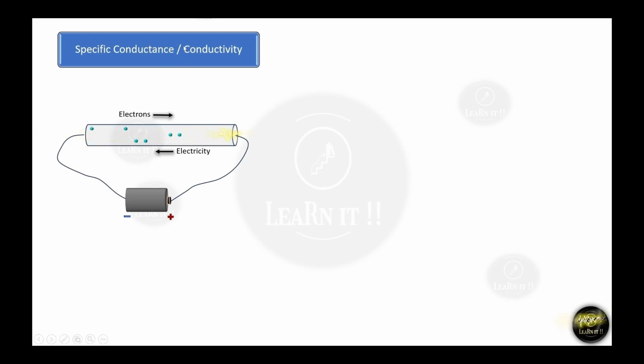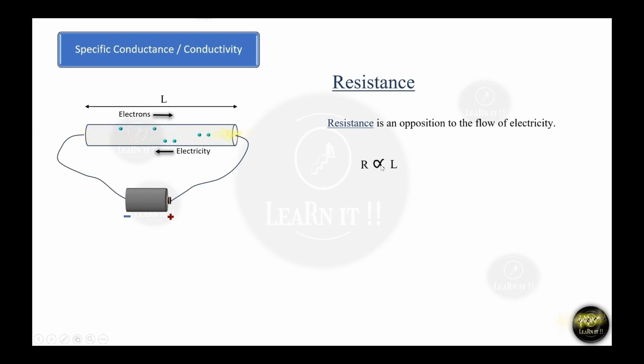Before going on to conductance, we need to know about the resistance. Here the electrons are flowing, but the atoms and other electrons also oppose the flow of these valence electrons. That's why there is the presence of resistance. So resistance is the opposition to the flow of electricity or electrons. This resistance is directly proportional to the length of the conductor. If the length of the conductor is more, then resistance is more.